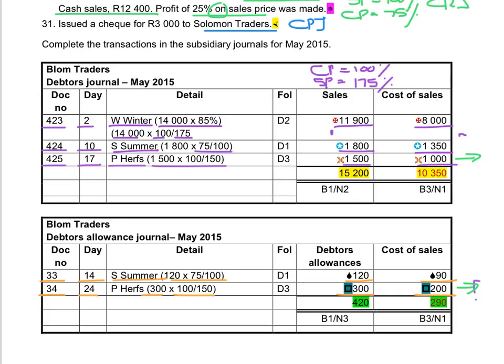After we completed all the entries, we will add up the columns to determine what is the total for each column. In the debtors journal and debtors allowances journal, the amount is not written in two columns. That indicates that the total will be balanced and transferred to two different accounts in the ledger account. So in the debtors allowances and in the debtors journal, every total will be recorded on the debit side of one account and on the credit side of another account.